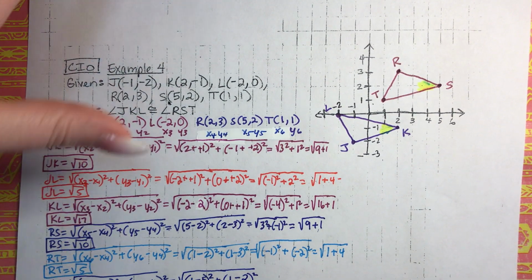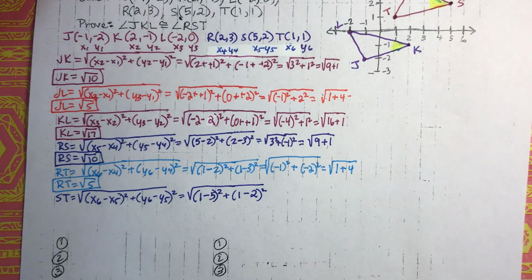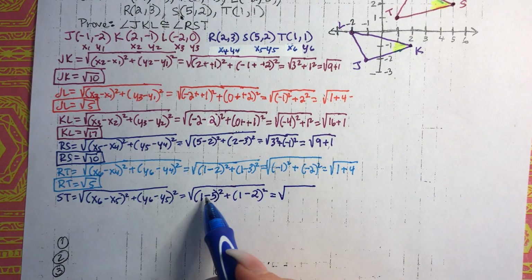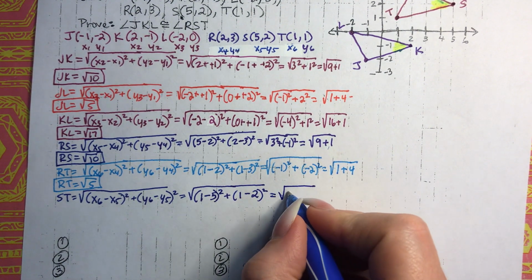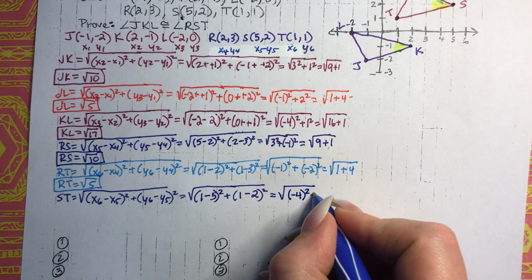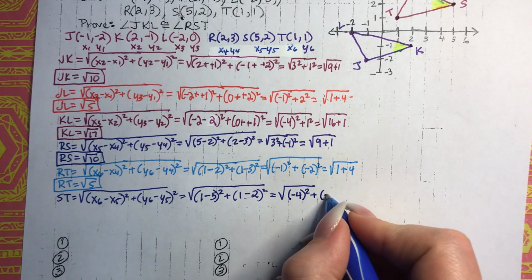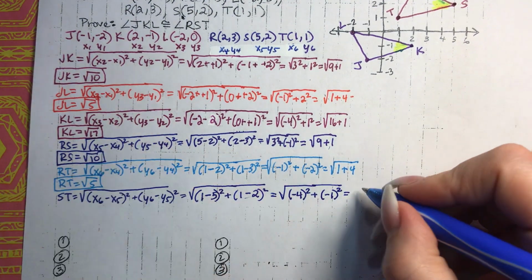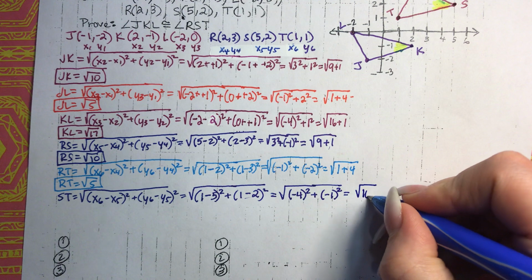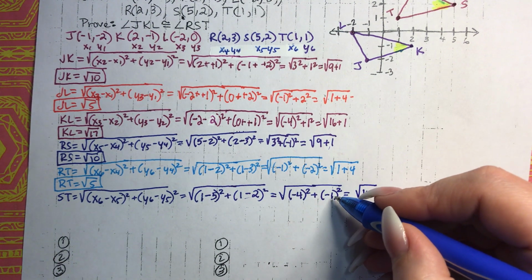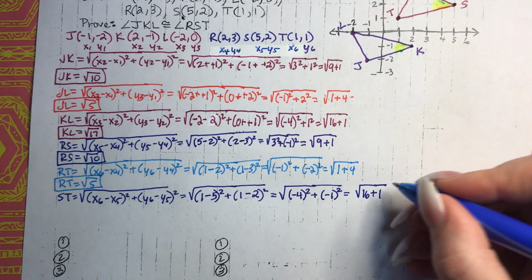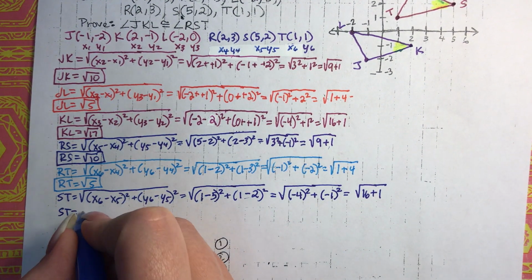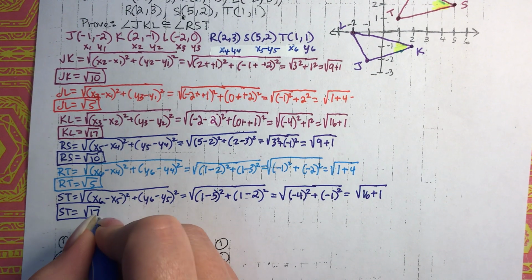Okay, can you see that? All right, equals square root of, we've got to simplify. 1 minus 5 is 4, negative 4 squared, plus 1 minus 2 is negative 1 squared. All right, negative times a negative is a positive. 4 times 4 is 16, plus negative times a negative is a positive. 1 times 1 is 1, right? So we have 16 plus 1, so that means that ST is equal to the square root of 17.